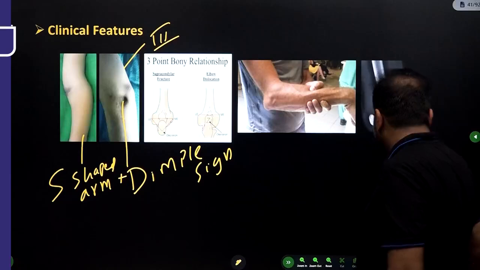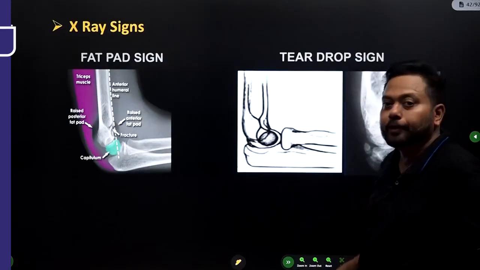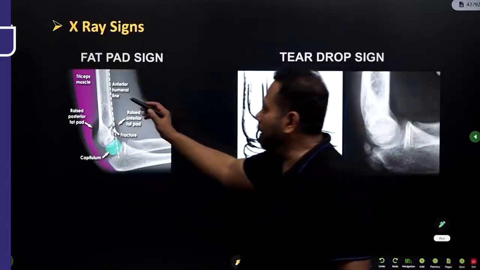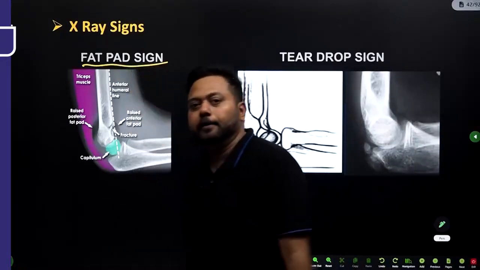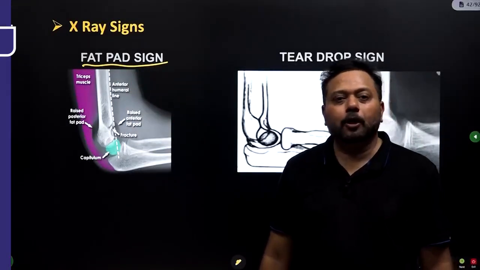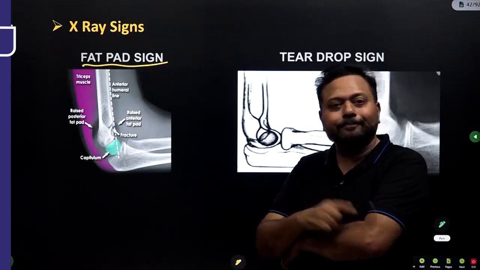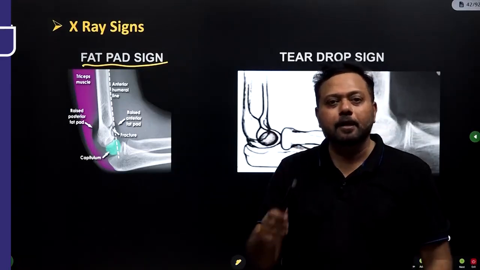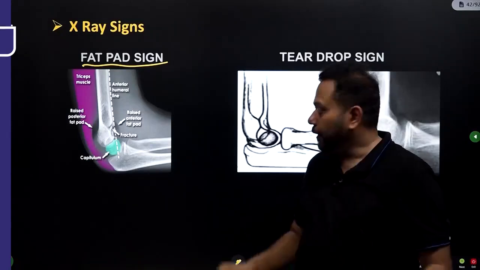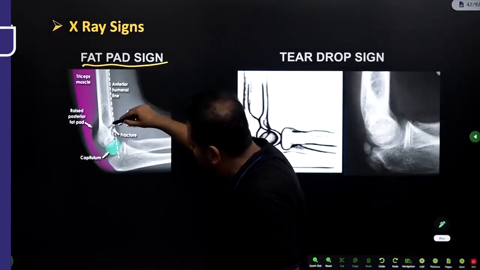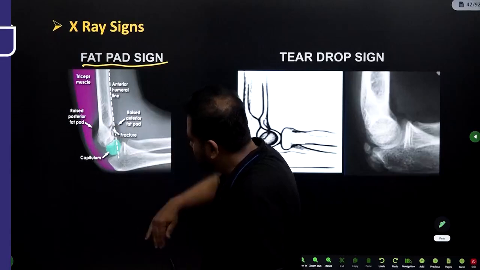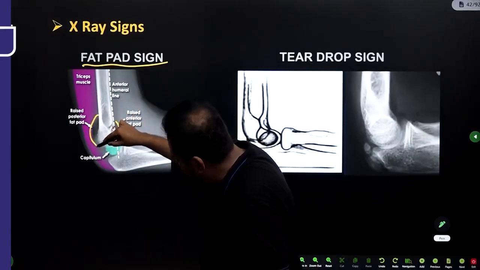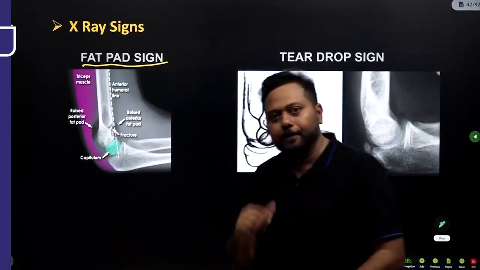Okay, that's all. Then coming to X-ray signs, there are 5 classical X-ray signs. Number 1, fat pad sign. For all the classical X-ray signs of supracondylar fracture, the lateral view of the elbow joint is taken. In the lateral view, you can see this is the fracture line. You can see a gaseous shadow in the anterior and posterior aspect. Zoom in and see.